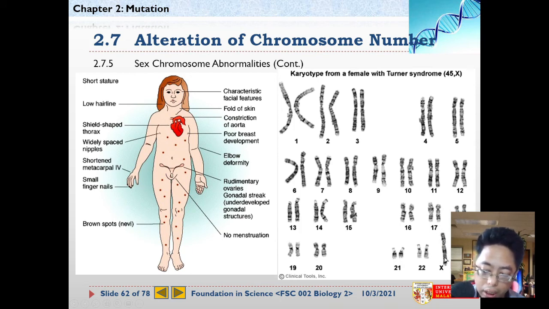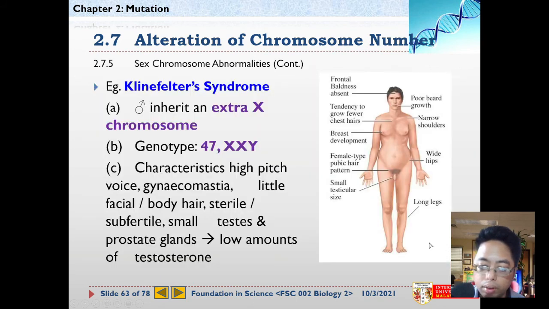Okay, they are supposed to have an X here, but they don't have it. Now for Klinefelter syndrome.